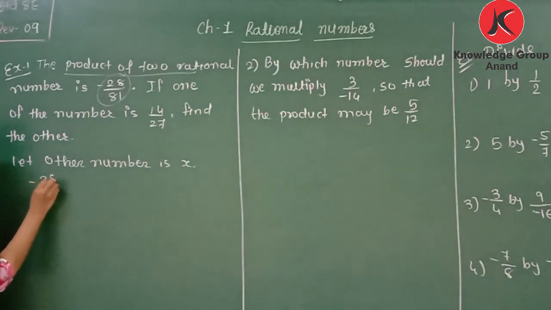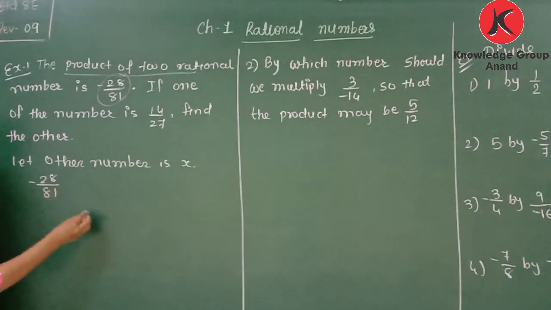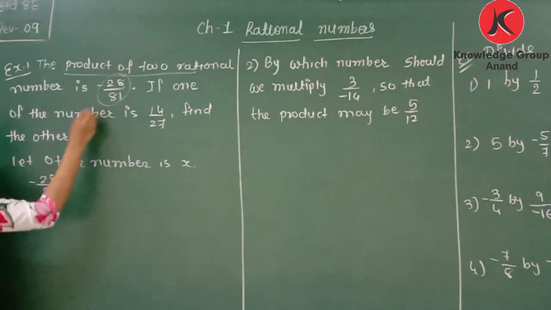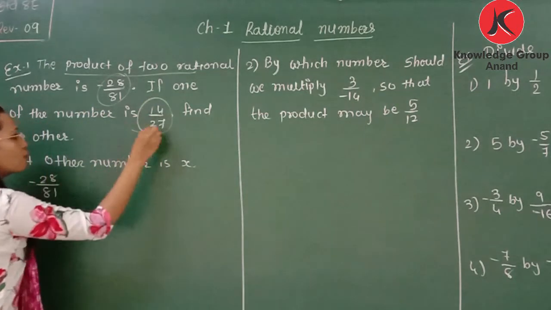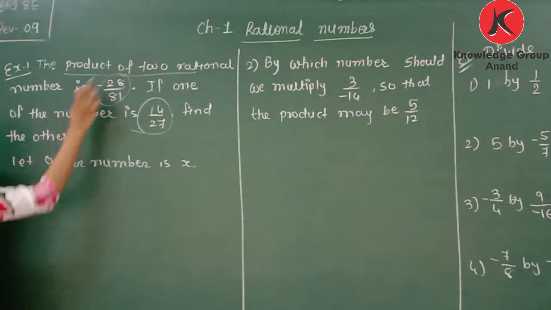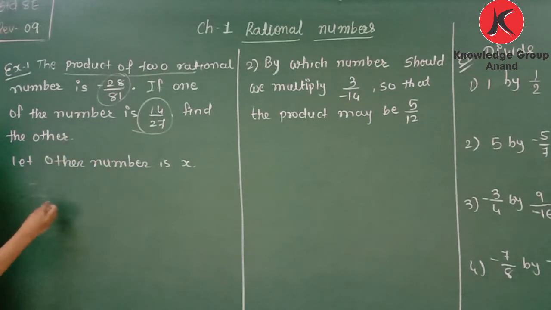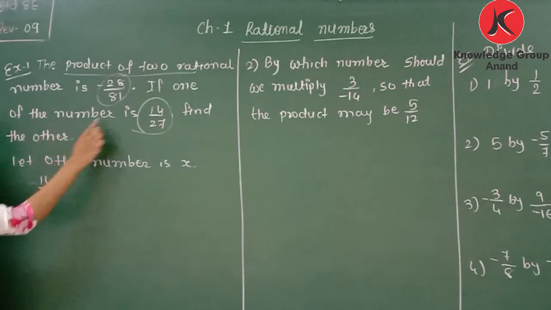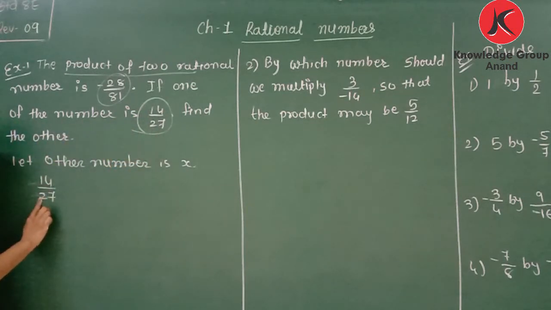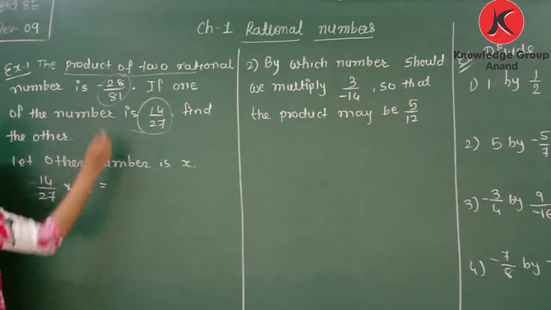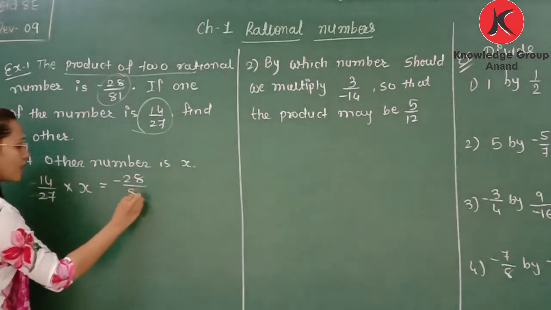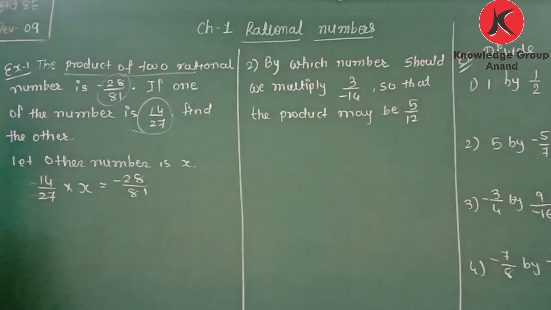So here the first number is 14 by 27 and the answer is given as minus 28 by 81. So this is the one number, the other number is x, and the multiplication of them is given as minus 28 by 81.